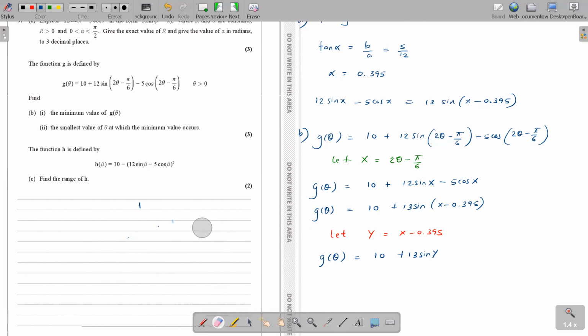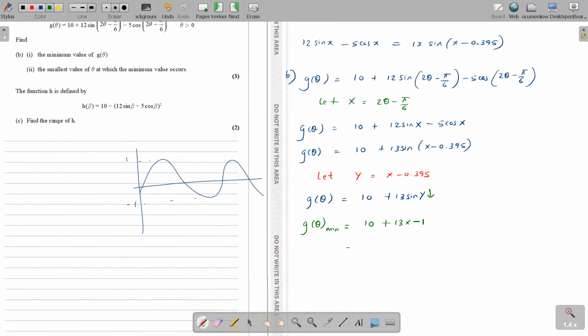Okay, so I just drew it randomly. This is the proper graph, right? So it varies between 1 and -1. Maximum 1, minimum -1. So if I want to find the minimum g theta value, since everything is directly proportional to g theta, I need to get the smallest possible value of sin y. So the smallest possible value of sin y is -1. That's what you need to realize here. So then we end up getting here.